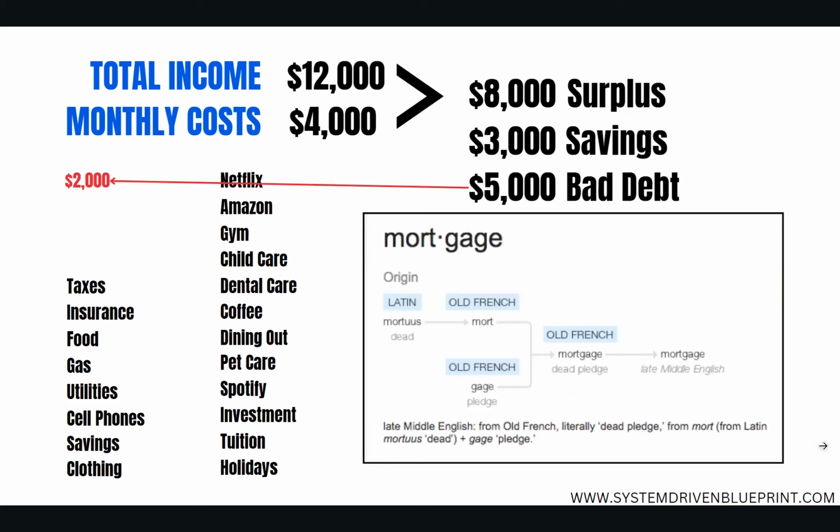If you look at the origin of the word mortgage, the origin in Latin, mortis, dead, Old French, mort. Old French gage is pledge. So the Old French word of mortgage is dead pledge. Can you imagine if we all knew what that actually meant? People lining up. Can I get a 30-year dead pledge? Yeah, I'd like to pledge death for the next 30 years or the rest of my life.